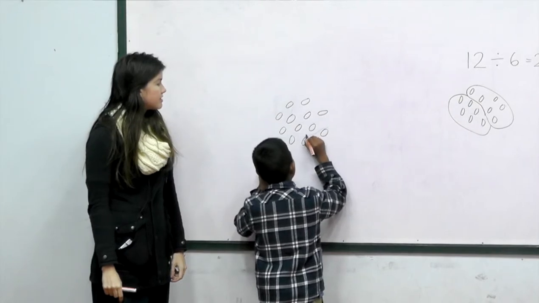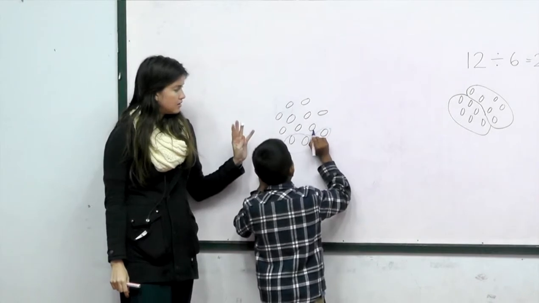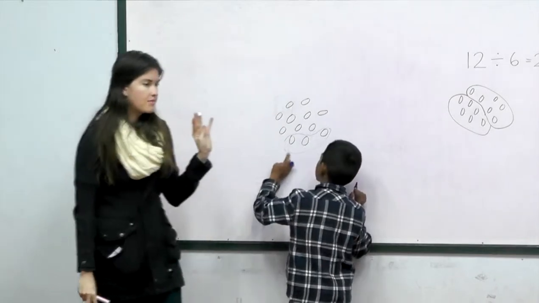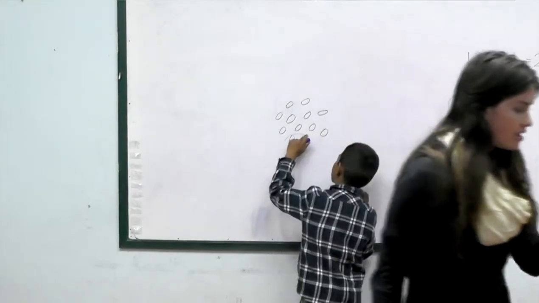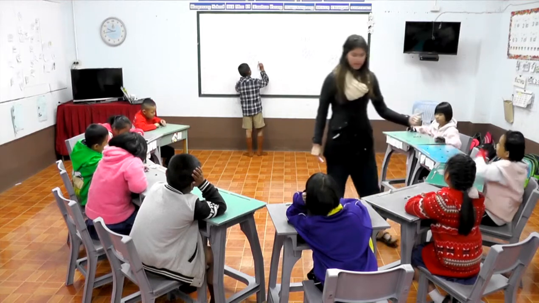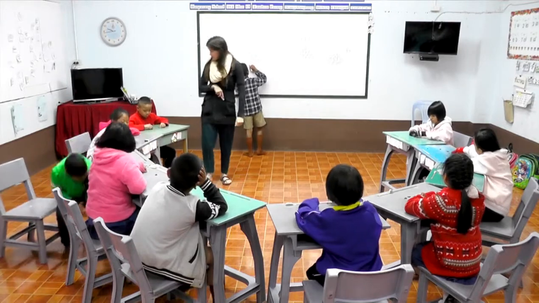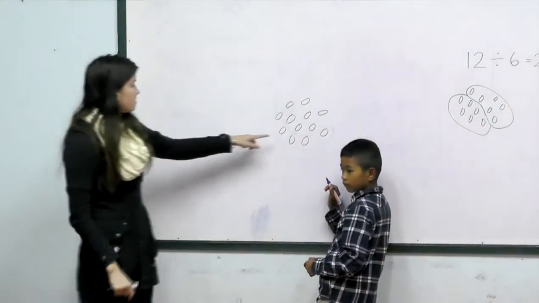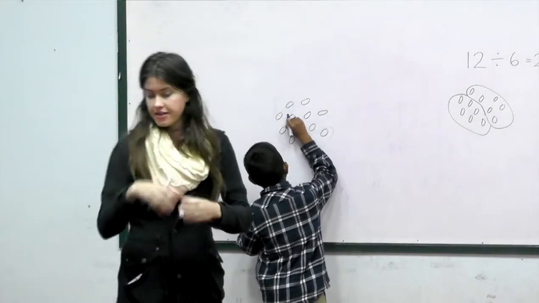So 4 beans in every group. We need 4 beans in every group. Oh, not bad. 4 beans. This is 4 beans. 3 groups. You got it. So you need 4 beans in every group. There we go. 1, 2, 3, 4. Nice. 4 beans inside every group.